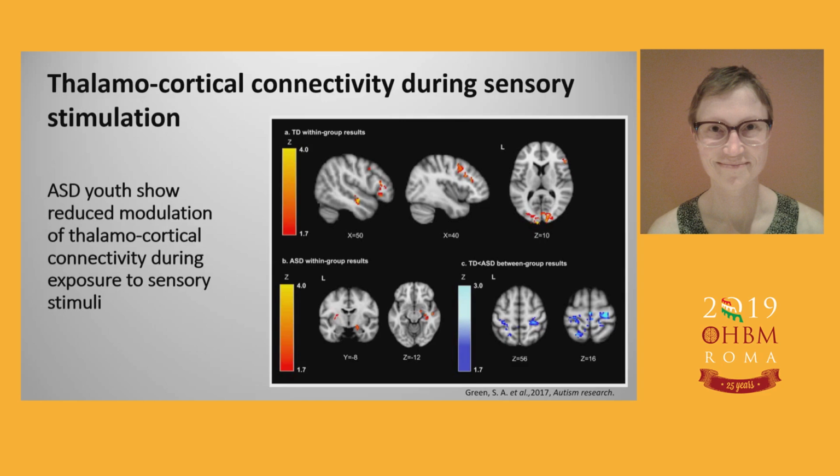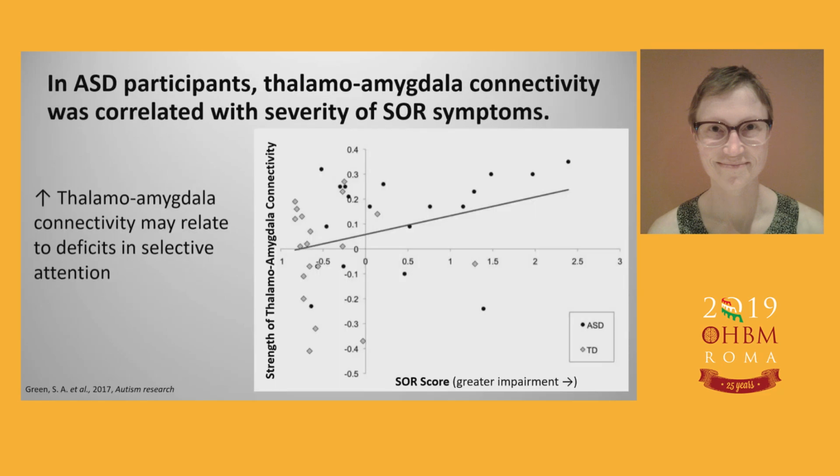Also in the ASD youth, the thalamoamygdala connectivity is correlated with the severity of the sensory overresponsivity symptoms. In this same group, their sensory overresponsivity score, where a greater number is worse impairment, was correlated with a greater thalamoamygdala connectivity. These results together suggest that there is an imbalance between the cortical-thalamic activity and the thalamoamygdala connectivity in the kids with sensory overresponsivity. And perhaps that this imbalance could be related to the deficits in selective attention that are seen in autism, and that could be related to SOR.